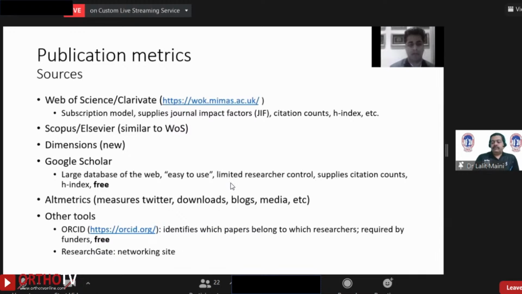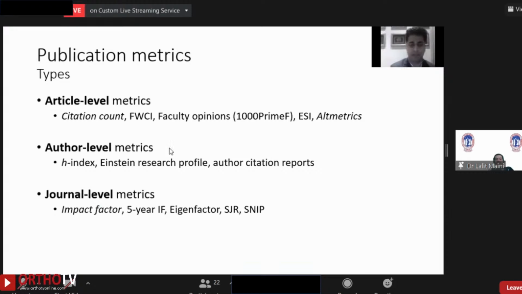The sources really are many. It's usually on the web now. The Web of Science or Clarivate is a pretty good source. You also have Scopus and Elsevier, which is similar to that of Web of Science. You have Dimensions, which is a new form of source for the publication metrics. You also have Google Scholar, which you all have heard of on Google. And of course, there's Altmetrics, which is using a lot of other data, the Twitter data, download data, blog data, and the blog post data, media data. And of course, you have individual identifier tools like the ORCID tool or the ResearchGate, which are networking sites for measuring metrics.